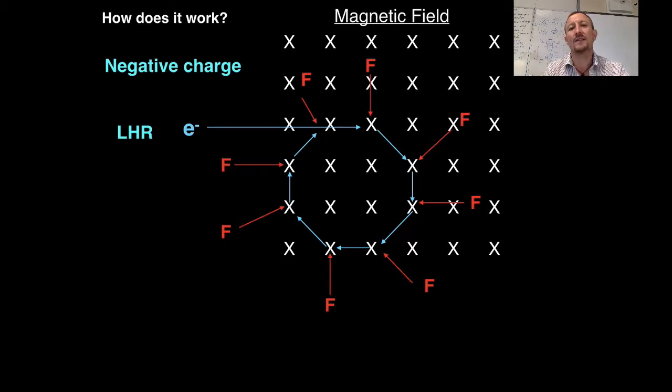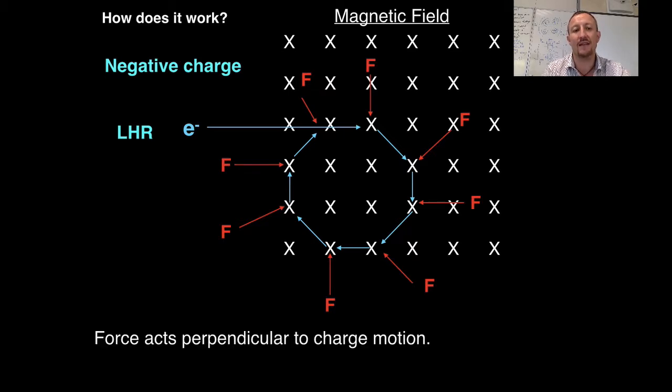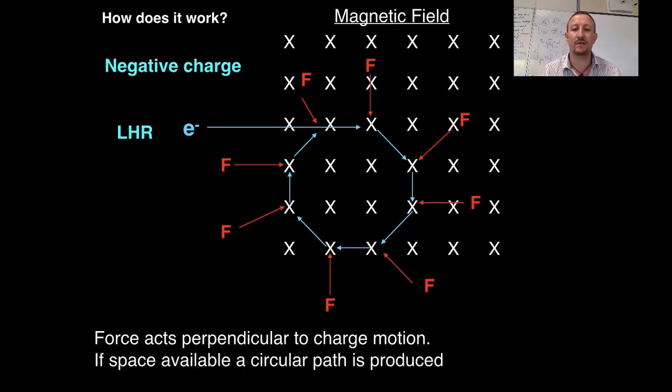So what things do we need to glean from this observation? Well, the first thing we need to understand is that force always acts perpendicular to the charge motion, and it will deflect it. Remember that we can be just deflecting it down, but if we have a big enough field and the charge is moving fast enough to get into that field and be subjected to those forces, it will produce a circular path. So that deals with a negative charge. Well, a positive charge is just going to be the opposite.